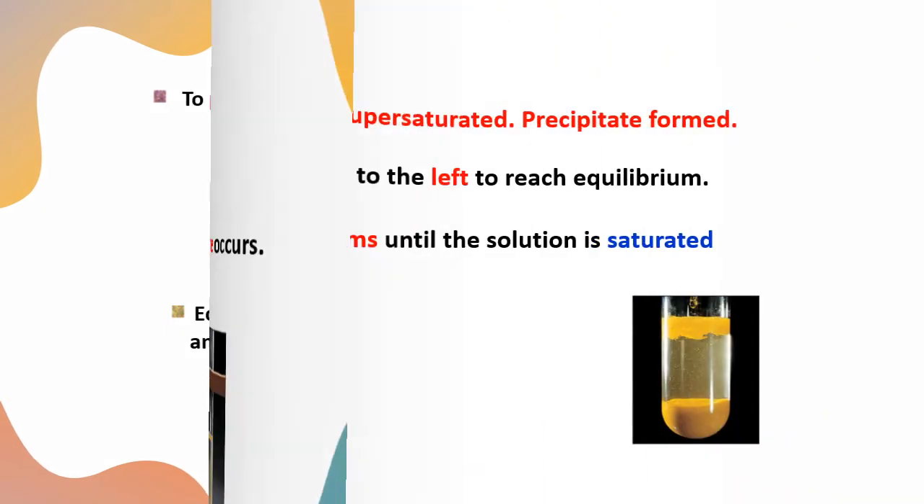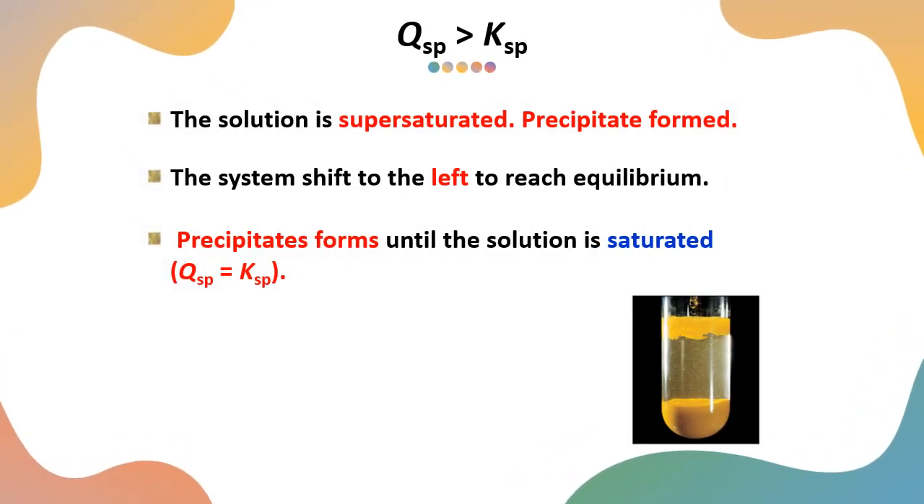Next, if Qsp is larger than Ksp, Q higher means that it forms more product. So this solution is supersaturated and precipitate forms. So the system shifts to the left to reach equilibrium until the solution is saturated, meaning Qsp equals Ksp. Here, if you still remember, Q higher means it forms more product. That's why the product needs to shift to the reactant side. That's why the system shifts to the left side.